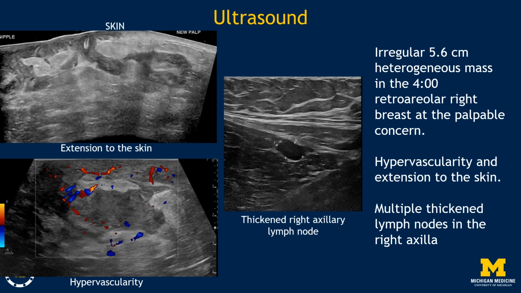The accompanying ultrasound for this case showed an irregular 5.6 centimeter heterogeneous mass at the 4 o'clock position retroareolar of the right breast at the palpable concern. There was hypervascularity and extension to the skin. You can see the skin is also very thickened and edematous. And there were multiple thickened lymph nodes in the right axilla, and I'm showing one thickened right axillary lymph node here on this image.